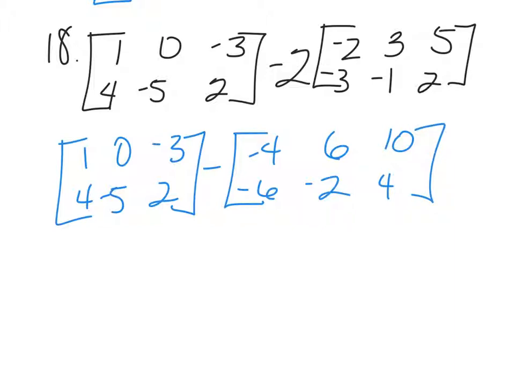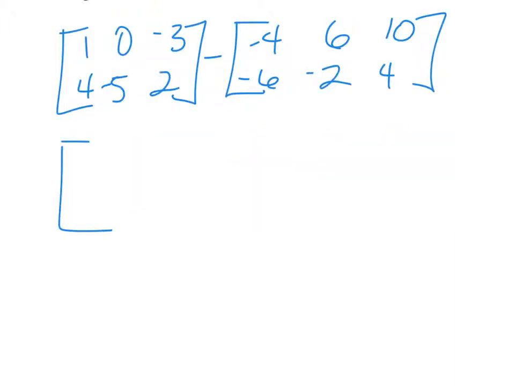So minus a negative is a plus. 1 minus negative 4 is 1 plus 4, which is 5. 0 minus 6. Negative 3 minus 10 is negative 13.